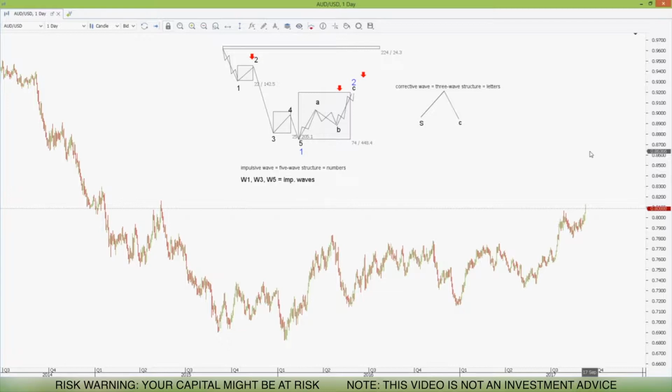Then we looked at the very basics of an impulsive wave and the very basics of a corrective wave, because it is enough for binary trading. Only these small things are enough for binary trading, and we'll use this part and another part only to illustrate examples on the current price action where the market is.